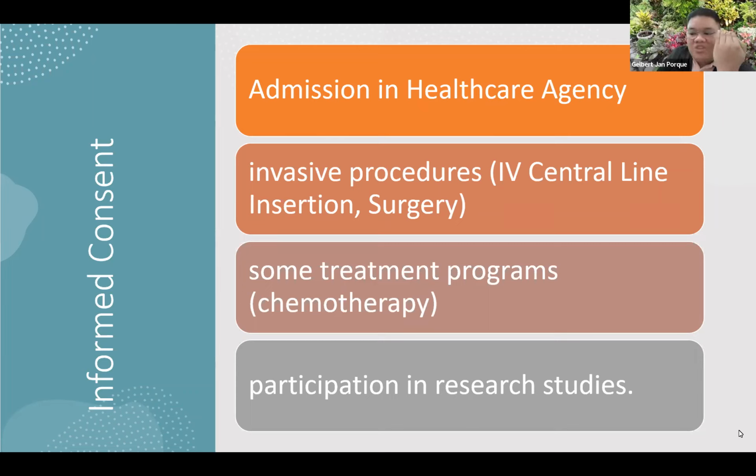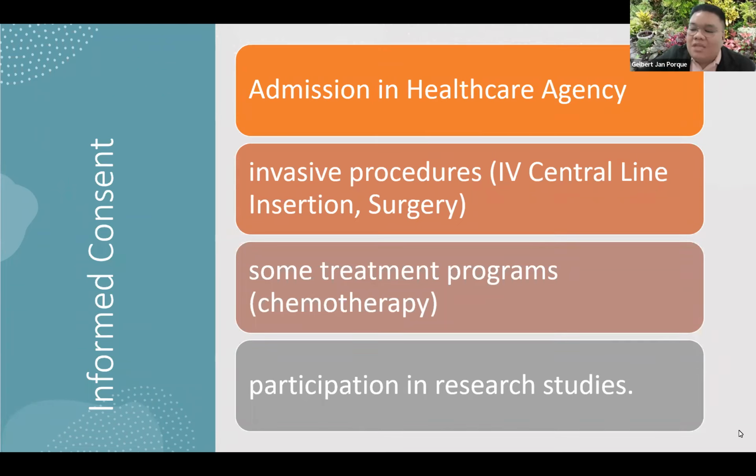Now, for the IV line, you might be thinking, sir, what about the IV line? Does it need consent or not? It also needs consent, but the consent for the IV line is considered to be an implied consent. Again, the consent for the IV line is considered to be an implied consent. So when we say implied consent, it means once the patient has entered the hospital and has signed the admission consent, it is given that the insertion of the IV line is included.